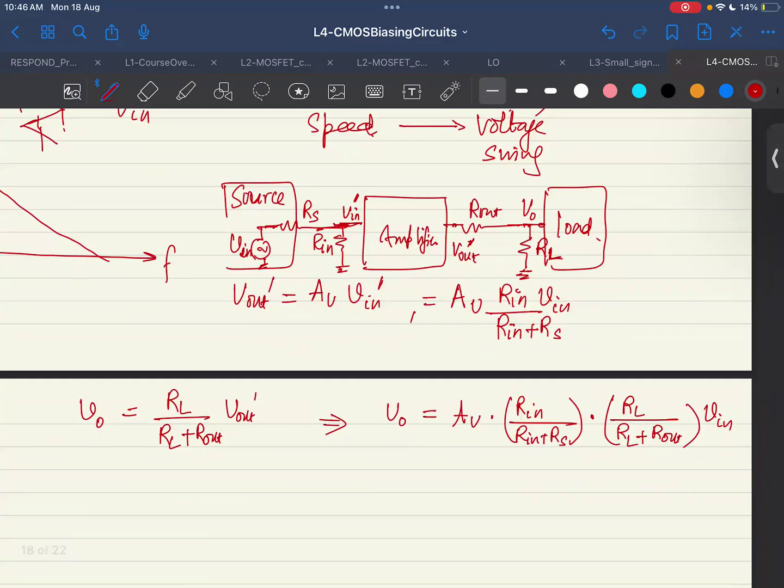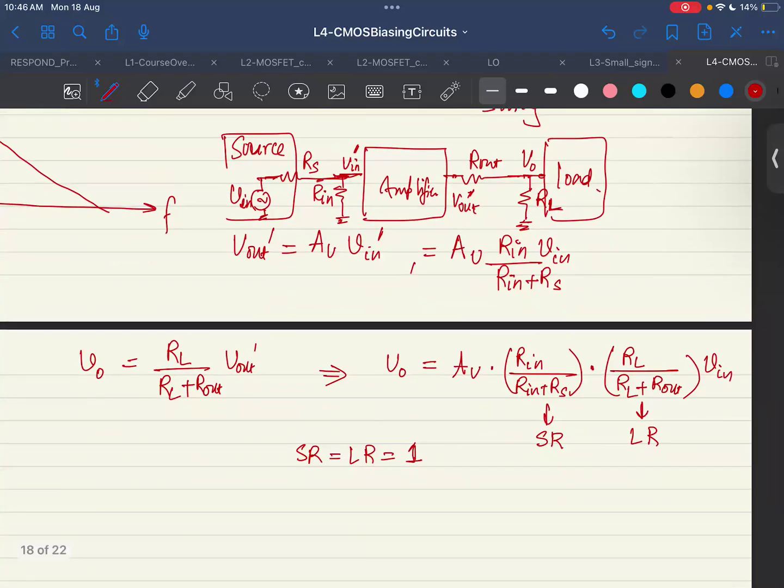So ideally, what do we want? We want these two values, let's call it, which is at the source side, right? Source ratio, SR. And this is the load ratio, LR. So we want both SR and LR ideally to be 1, right? Because we don't want our gain to suffer. But what might happen, we see when your R in is nearly the same as Rs, right?